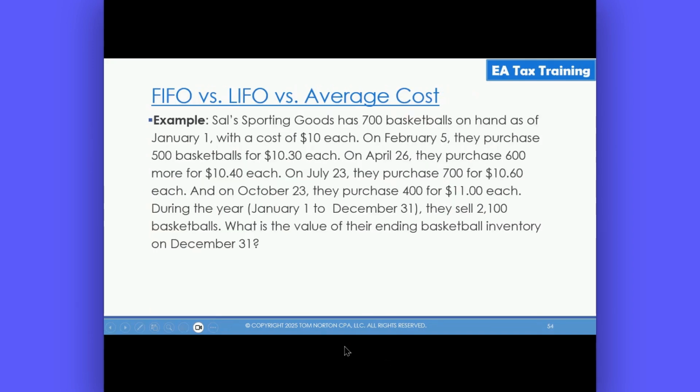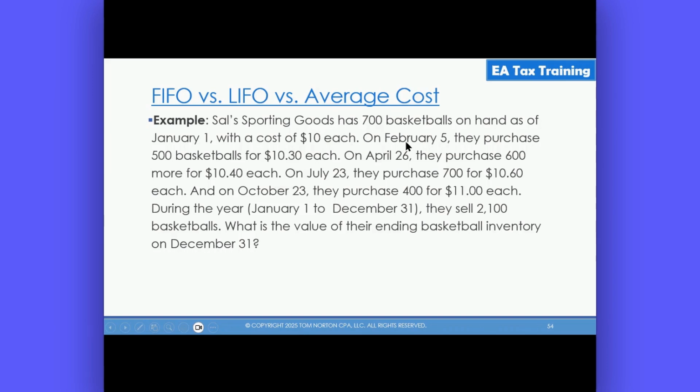So now we are going to do an example. We're going to use the same fact pattern, and we're going to look at the result if we use FIFO, LIFO, or average cost. So we've got Sal's Sporting Goods. They've got 700 basketballs on hand as of January 1st with a cost of $10 each. So that's their opening inventory.